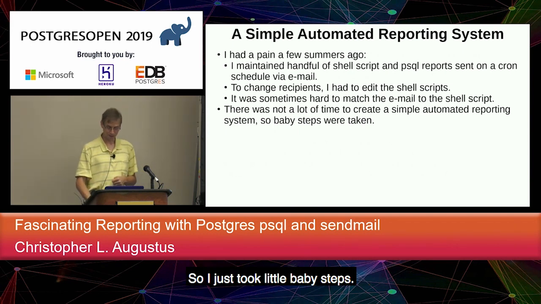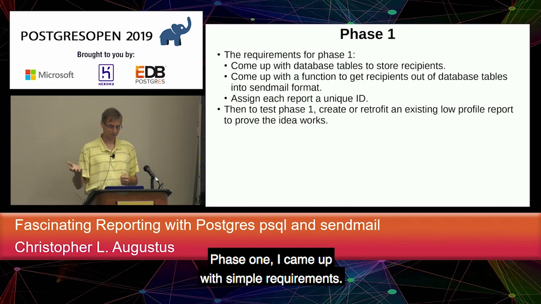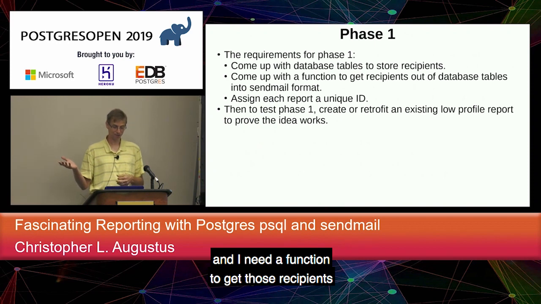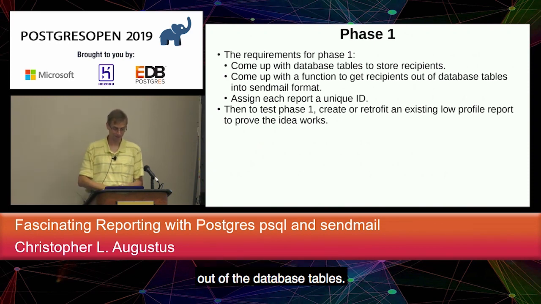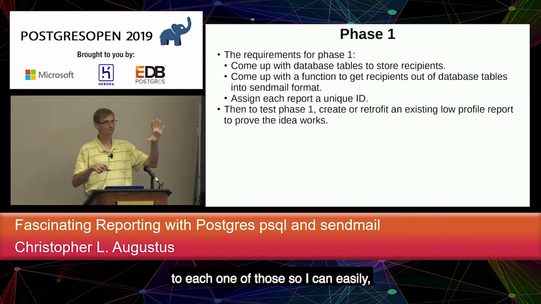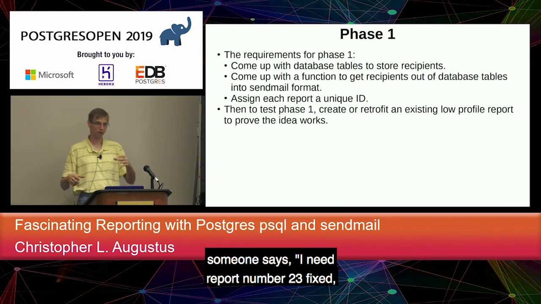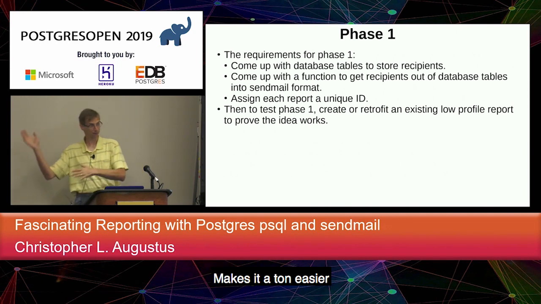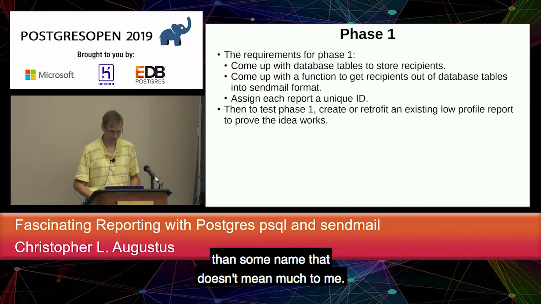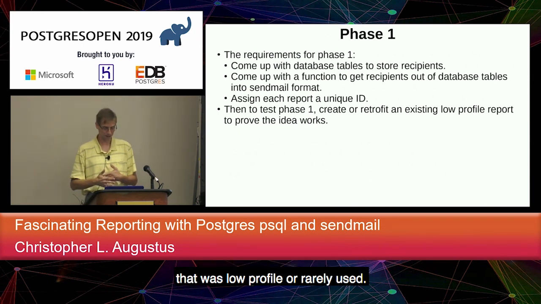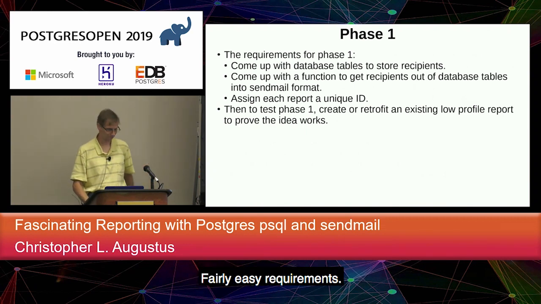so I just took little baby steps. So phase one, I came up with simple requirements. I need a database table to store recipients. And I need a function to get those recipients out of the database tables. And then I need to assign a unique report ID to each one of those so that when someone says, I need report number 23 fixed, I need these people put on it or these people taken off, it's like, oh, okay. That makes it a ton easier than some name that doesn't mean much to me. To test phase one, I just needed to find a report that was low profile or rarely used. And so, fairly easy requirements.